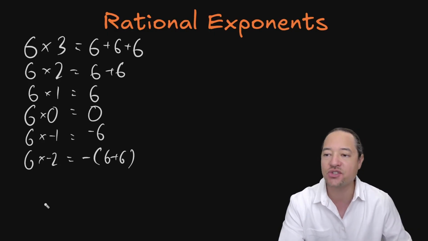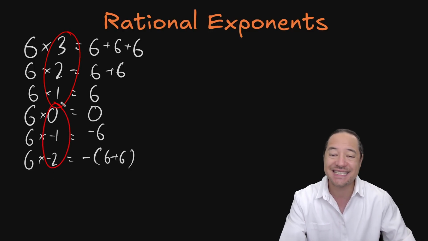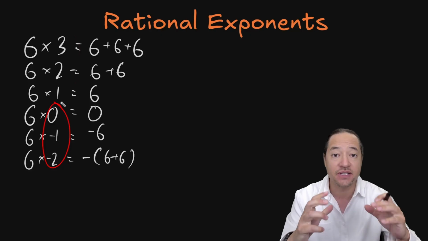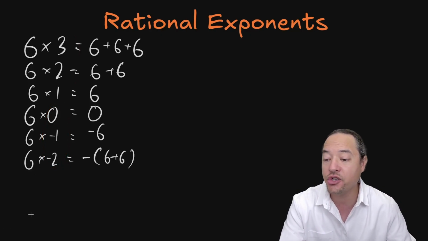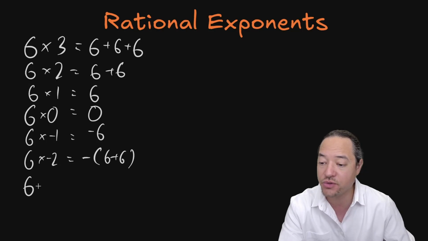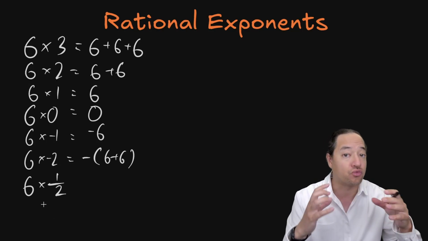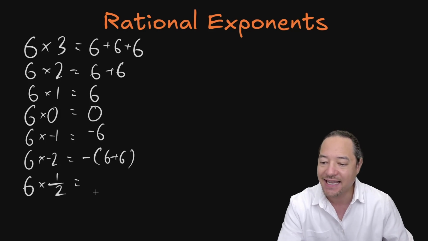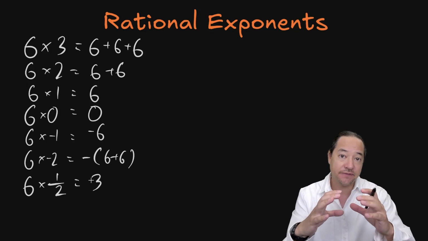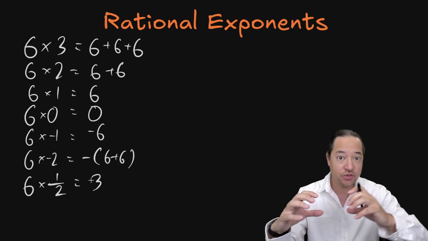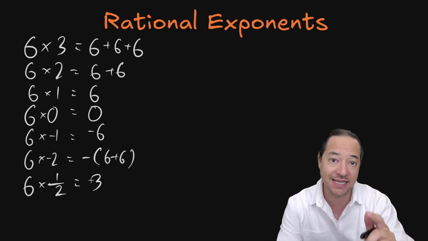So what we did is we started with multiplication of natural numbers, and then we extended this to multiplication of integers, positive and negative, including 0. And then you did this even further. You learned how to do 6 times, let's say, 1/2, right? Multiplication with rational numbers. And we saw that this was 3. And so you were able to take this definition, expand it from natural numbers to integers to rational numbers. And that's what we're trying to do today with exponents.